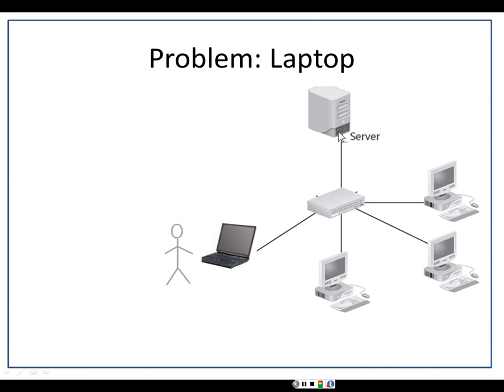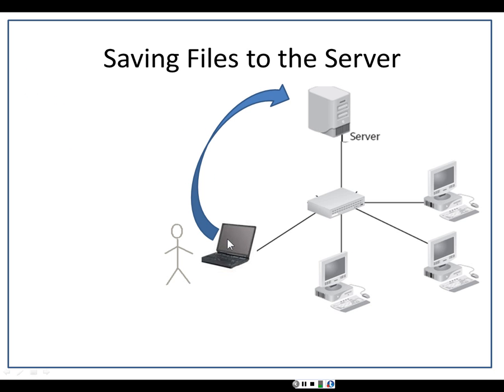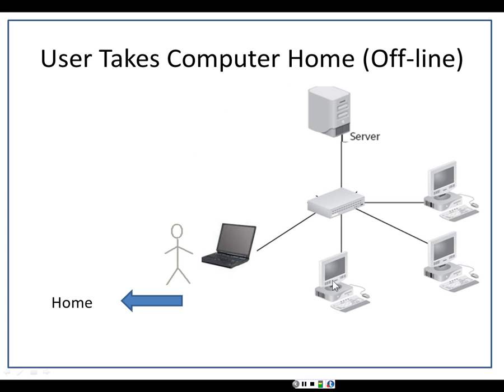Well, here's the problem. Suppose a user has a laptop computer which he brings to work and plugs into the corporate network with the Ethernet cable. So when the user's at work, he clicks on File, clicks on Save, and the files get saved up to the home directory on the server. So if he goes to another workstation, the files are still available. So here's the problem. The user takes the computer home, and he's not connected to the corporate server, and so now the user is offline.